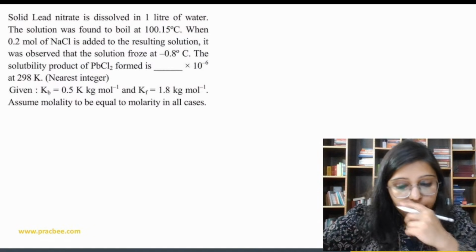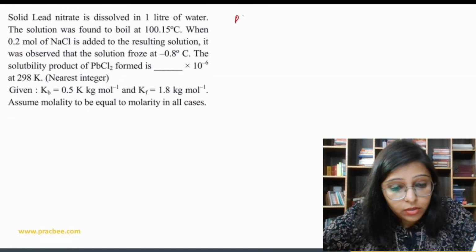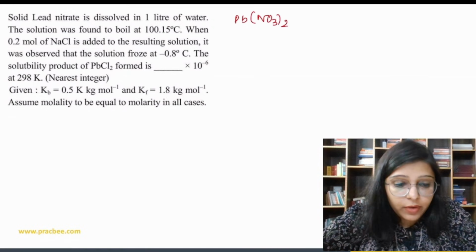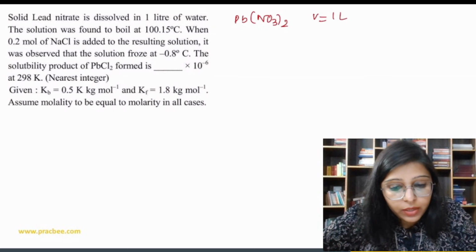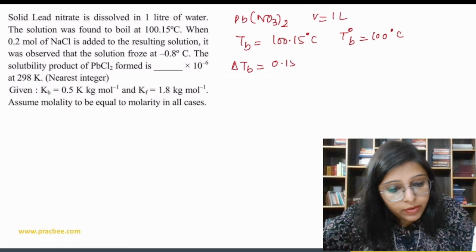Now let's do this question. Question says solid lead nitrate is dissolved in 1 liter of water. Volume is 1 liter. The solution was found to boil at 100.15 degrees Celsius. T naught B, we know, is 100 degrees Celsius. So delta TB is equal to 0.15 degrees Celsius.